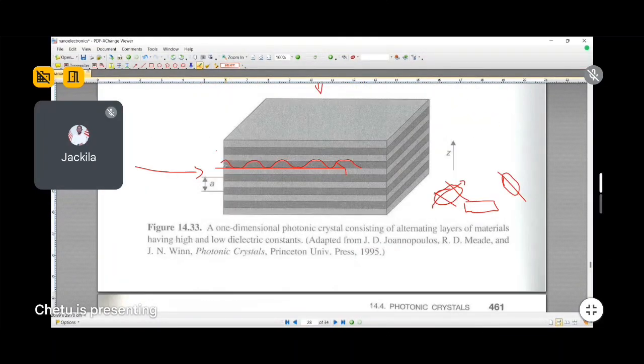So because of the change in the dielectric constant means change in the refractive index. So that is the main basis of optical fiber.